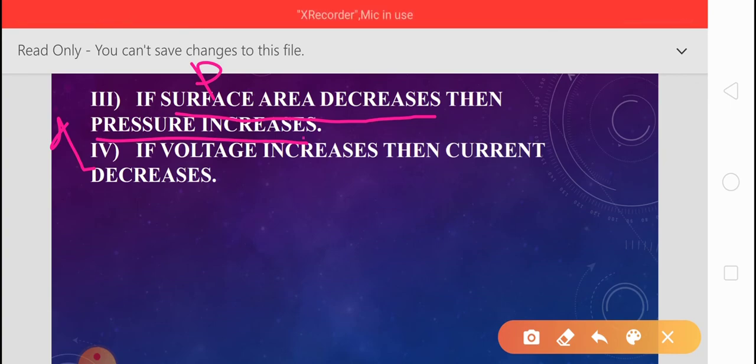So let us check orally this question number first. If the surface area decreases, this is the P statement, and the pressure increases, this is the Q statement. So the converse: if the pressure increases, then the surface area decreases. The inverse: just put not in both statements, so if the surface area does not decrease, then the pressure does not increase. The contrapositive: if the pressure does not increase, then the surface area does not decrease. Understand, friends? You must solve this question number 4.